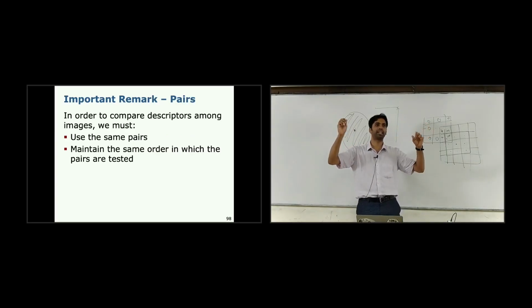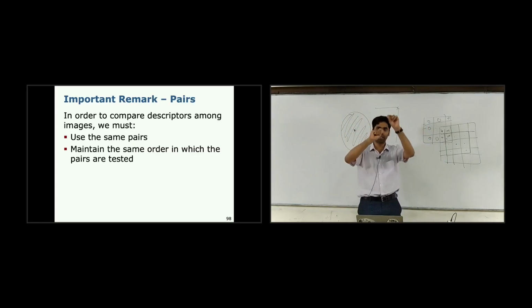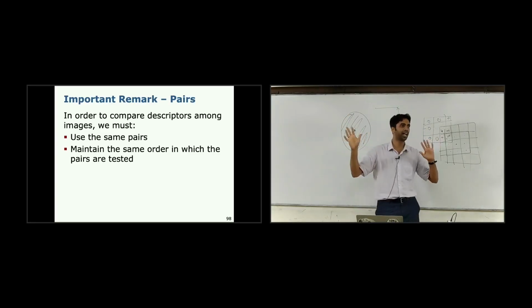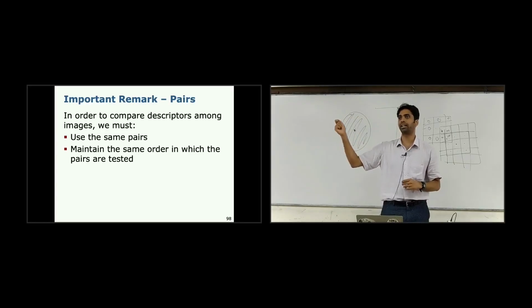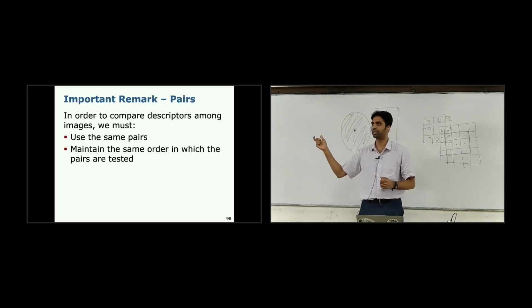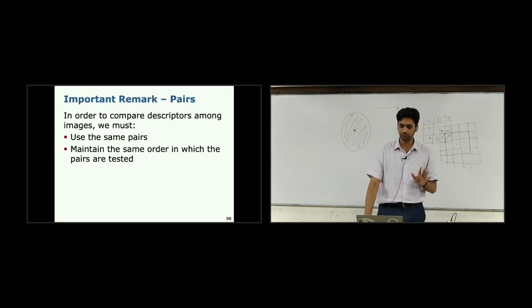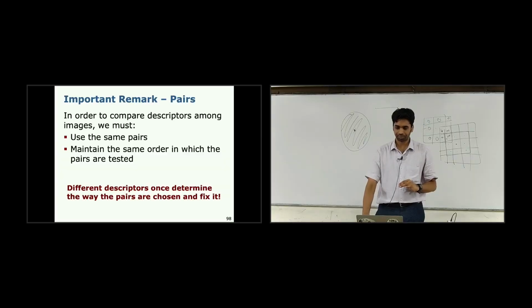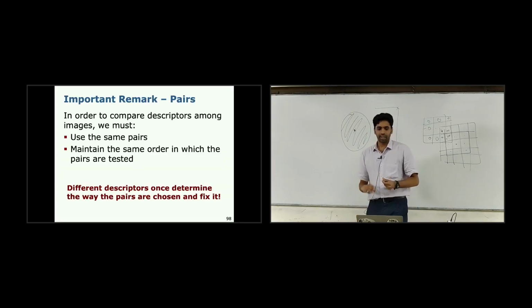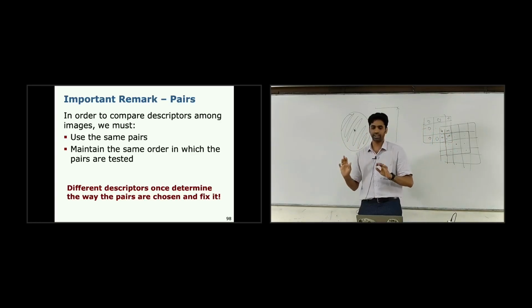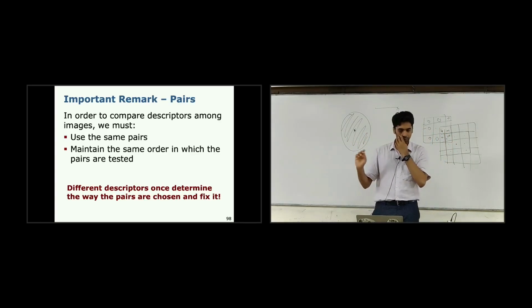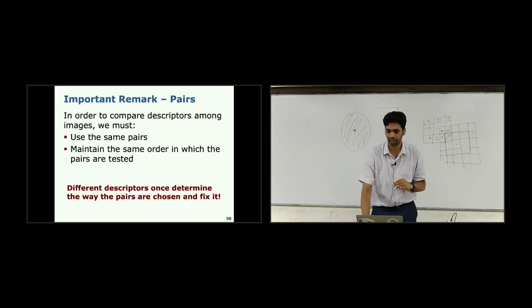It's like a test, right? I'm testing the two pairs. I need to test at the same locations. I can't test at arbitrary locations. The test needs to be the same, and the order in which the test is done also needs to be the same. The pair order needs to be the same, right? So those are the two things you need to keep in mind. Once you fix your sampling strategy, then you are done. You can use the descriptor and do the comparisons.